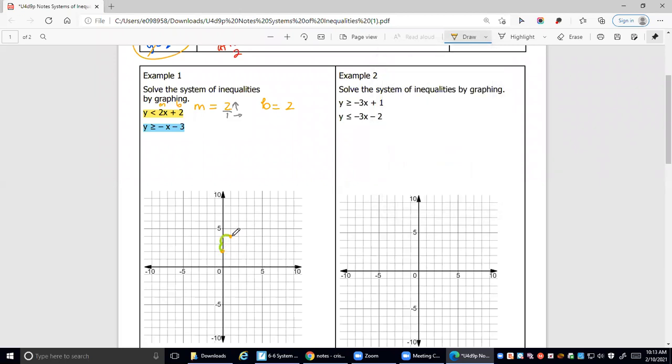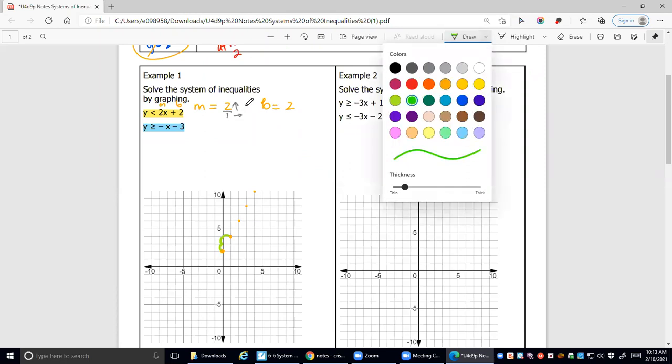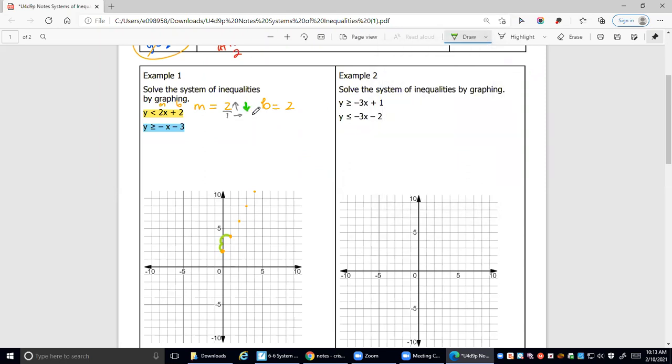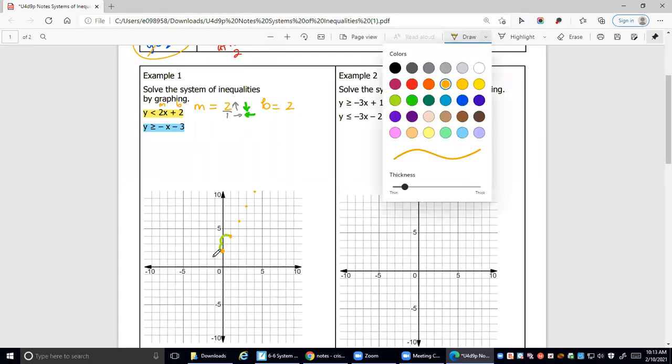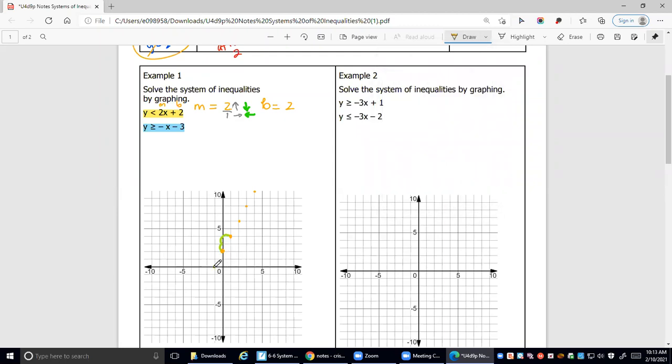And you just keep doing it: up by 2, over by 1, up by 2, over by 1, up by 2, and over by 1. And if you need to reverse it, you would do it completely opposite, right? So down by 2 and to the left by 1, down by 2 and to the left by 1, down by 2 and to the left by 1, and so on.